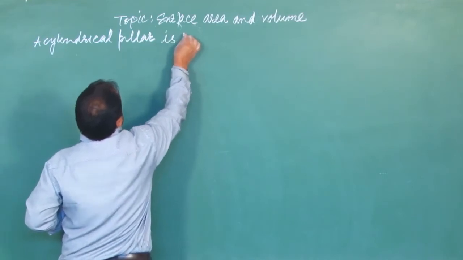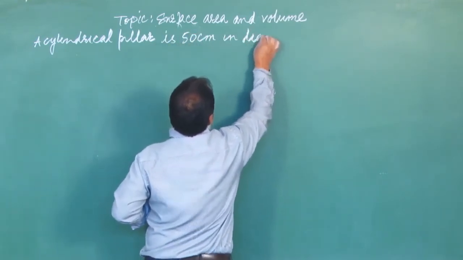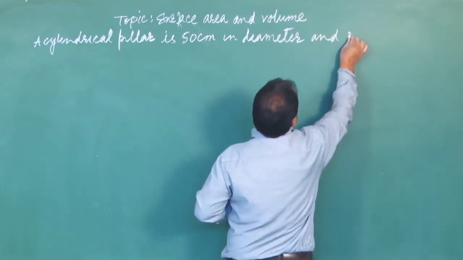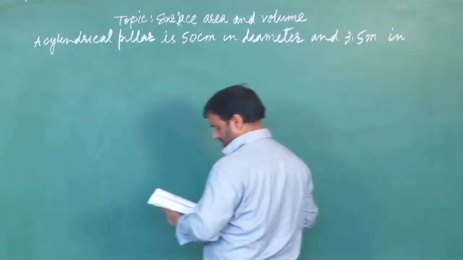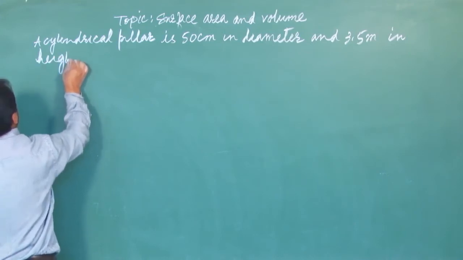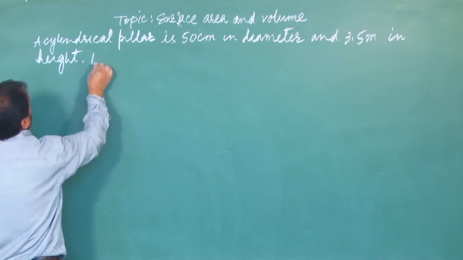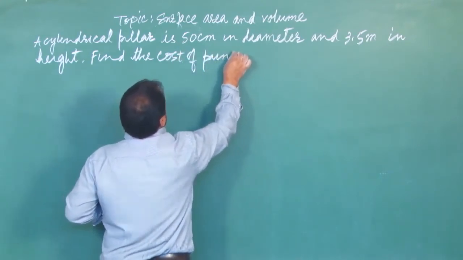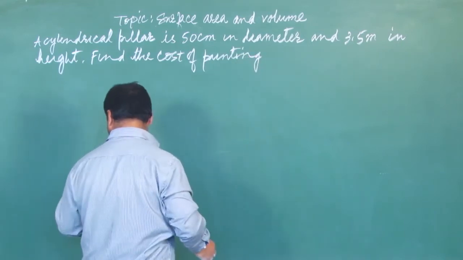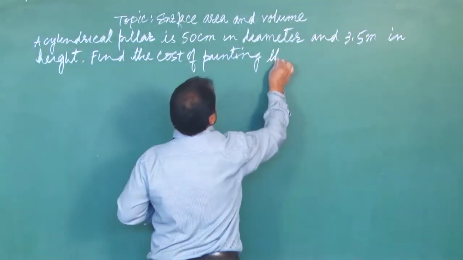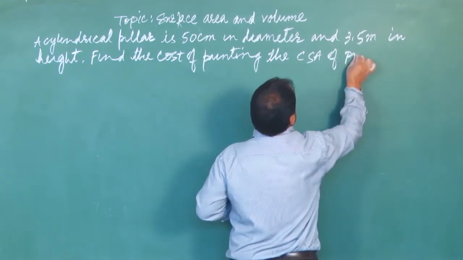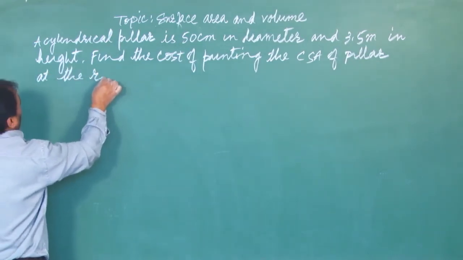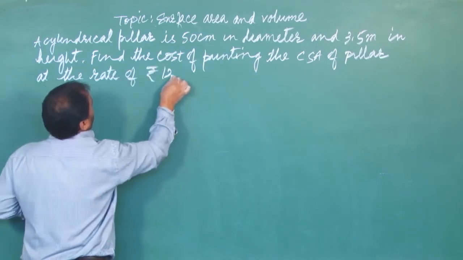A cylindrical pillar is 50 centimeters in diameter and 3.5 meters in height. Find the cost of painting the curved surface area of the pillar at the rate of rupees 12.50 per meter square.